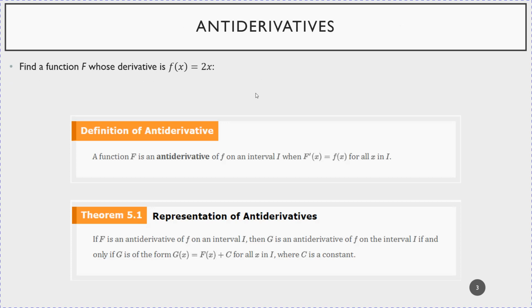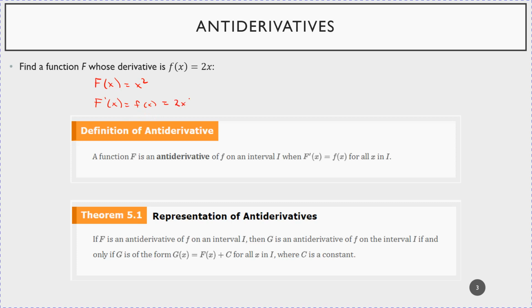So what is an antiderivative? Let's find a function F whose derivative, lowercase f of x, is equal to 2x. Think to yourself, what function, when I take its derivative, gives 2x? Well, what if this function F is equal to x squared? Absolutely. This function's derivative, F prime of x, we're going to denote as lowercase f of x. I know this notation seems a little weird. And this is indeed equal to 2x. So we found it.